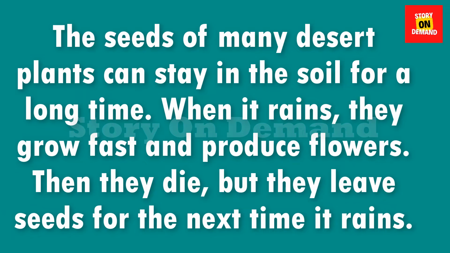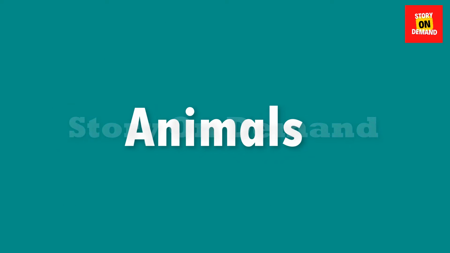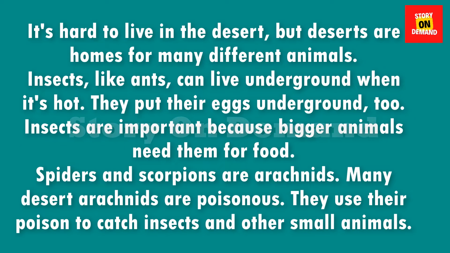Chapter 4. Animals. It's hard to live in the desert, but deserts are homes for many different animals. Insects, like ants, can live underground when it's hot. They put their eggs underground too. Insects are important because bigger animals need them for food.